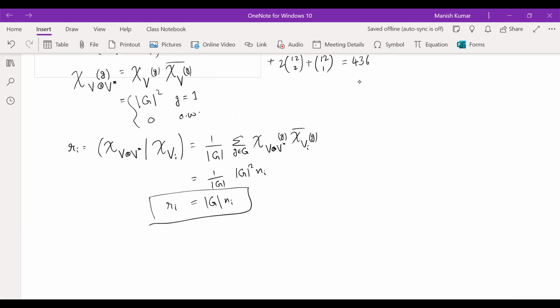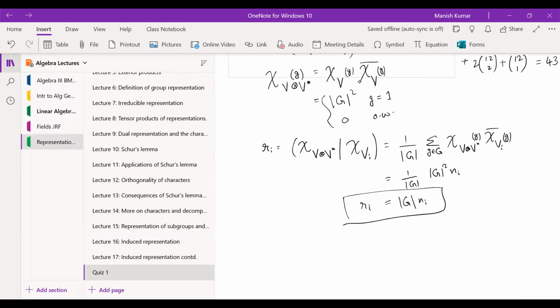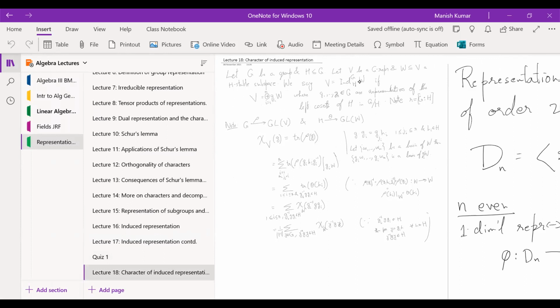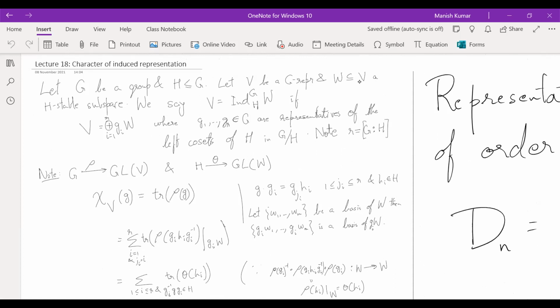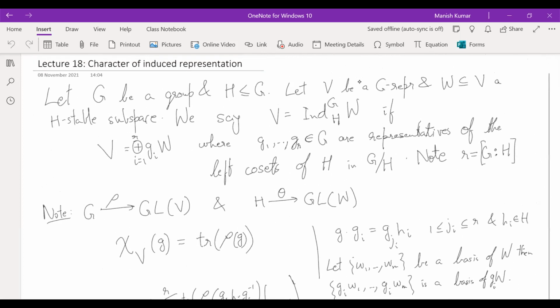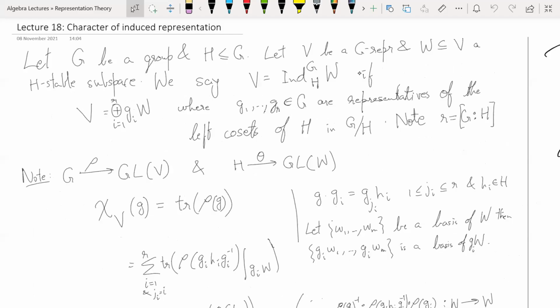Okay, so maybe let's get to today's lesson then. So in the previous class we talked about induced representations. We defined induced representation. We saw that if you are given a group G and H is a subgroup of G, then given an H representation, there is always an induced representation containing that representation. We gave a constructive proof as well, and we gave a proof using properties.